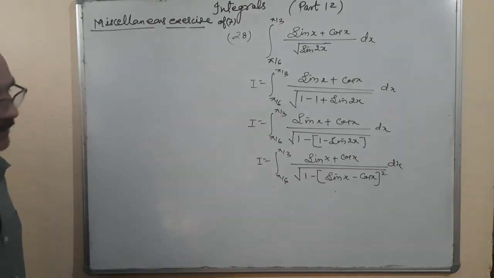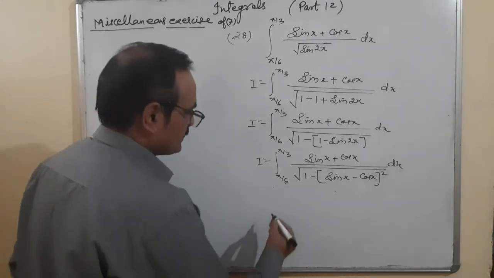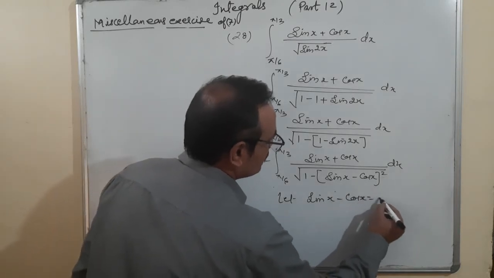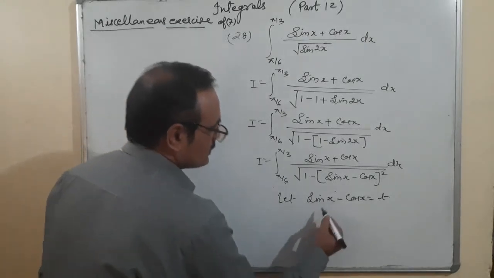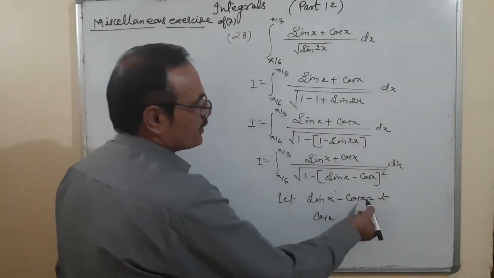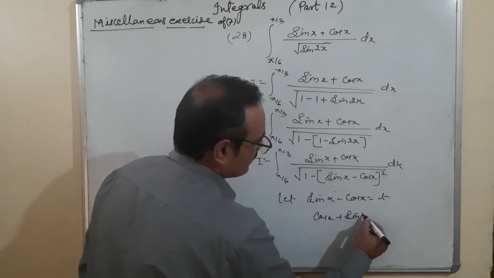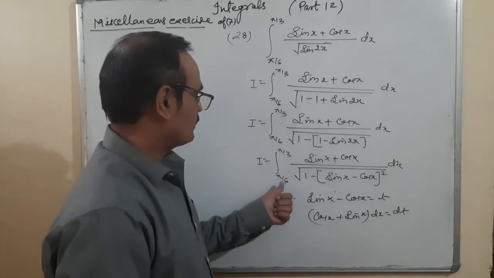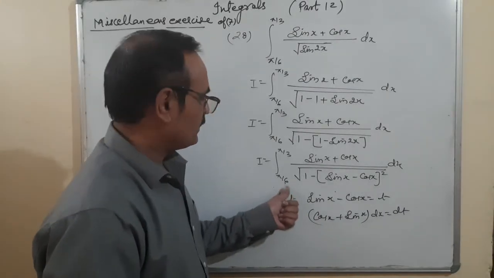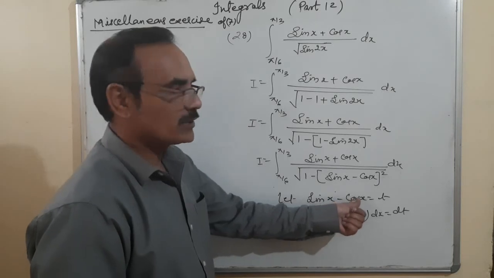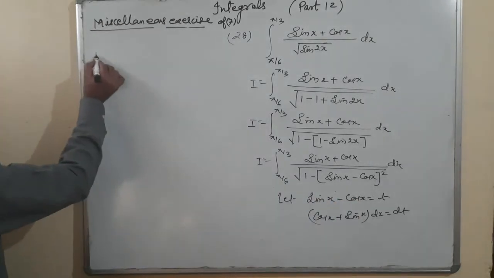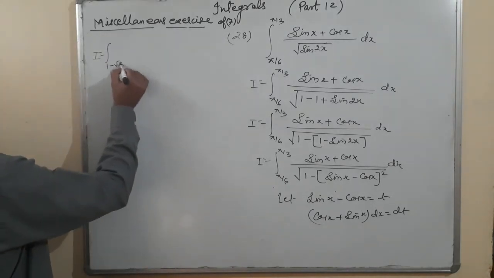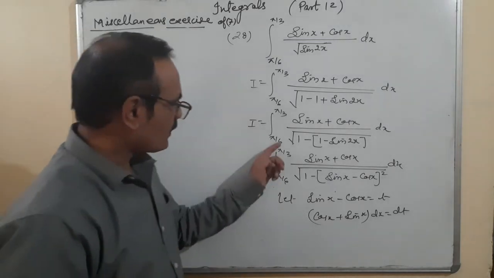And now the solution is simple. Let sin x minus cos x is equal to t. Differentiate with respect to x: the derivative of sin x is cos x, and of minus cos x is plus sin x, so (cos x plus sin x) dx is equal to dt. The limit will be changed in the same format. Pi by 6, that means it is 30, sin 30 is 1 by 2 minus root 3 by 2. So the lower limit is 1 by 2 minus root 3 by 2, that is (1 minus root 3) by 2, and the upper limit is for 60.